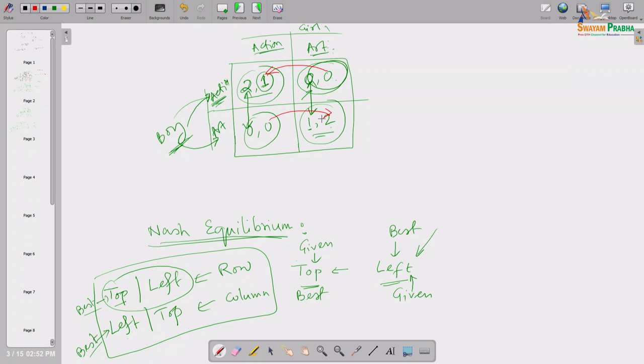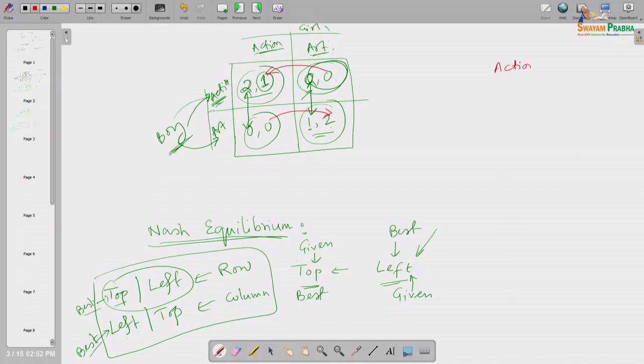So if none of them have any dominant strategy, then we have to calculate, or we have to more carefully see whether there is any Nash equilibrium or not, right, okay. Because when at least one of them or both of them have a dominant strategy, Nash equilibrium is guaranteed. We have shown that it is very easy to find out which is the equilibrium, right.